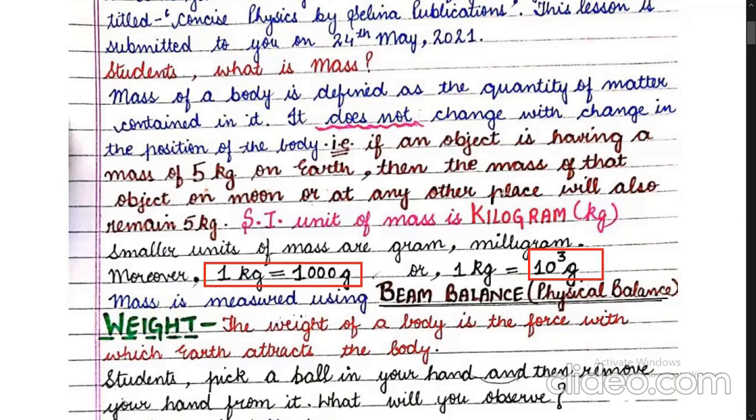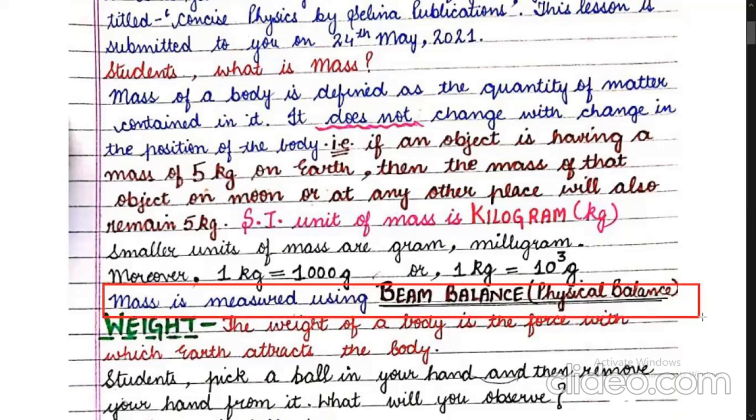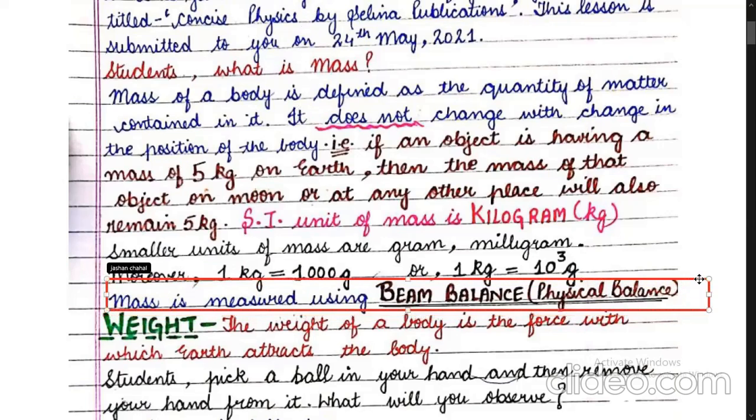grams. And children, mass is a physical quantity and every physical quantity can be measured. So mass is also measured. Which device is used to measure mass? Mass is measured by a beam balance or a physical balance. So which quantity is measured by a beam balance? A beam balance can measure the mass of a body.